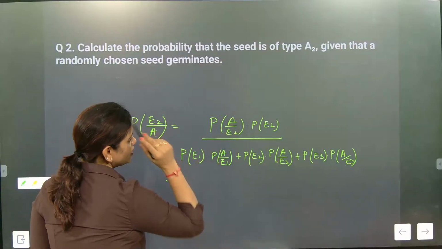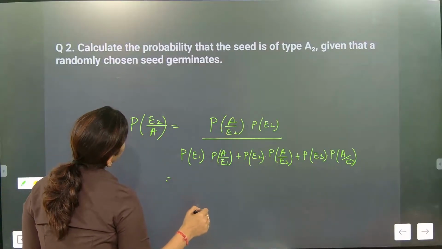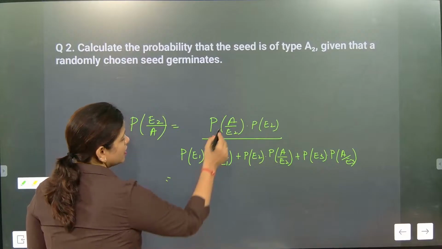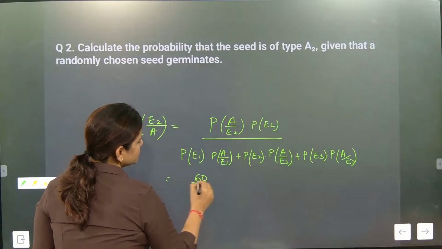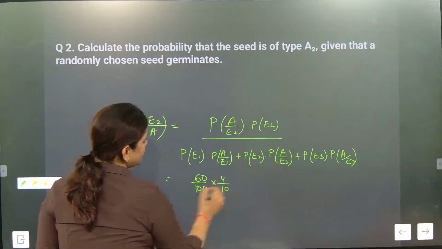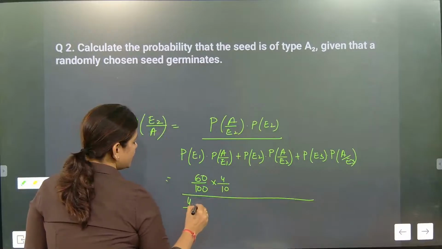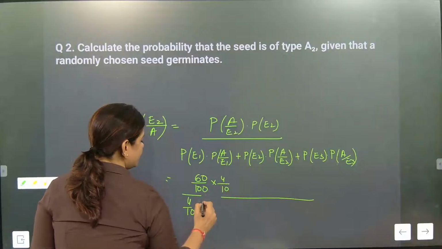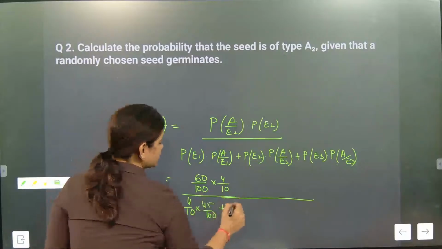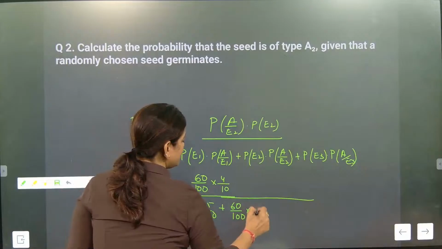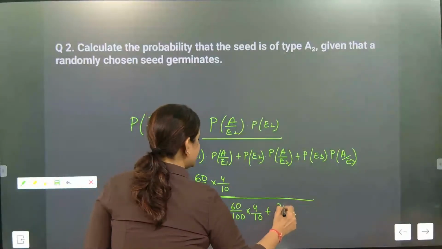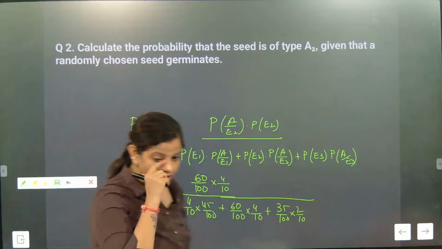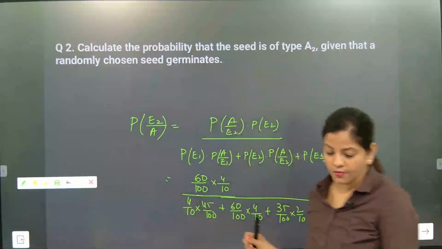Now we will recall the values. We started with 45, 60, 35. So this one will become 60 by 100. The ratio was 4 by 10. So here 4 by 10 into 35 by 100, 45 by 100 plus 60 by 100 into 4 by 10 plus 35 by 100 into 2 by 10. This is exactly what comes for type 2, beta. Please solve and give me the answer.